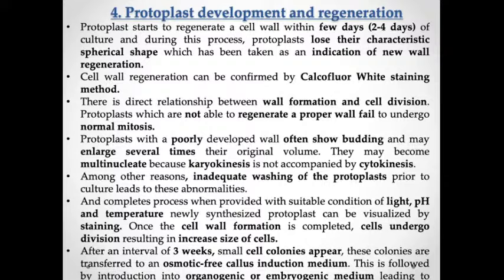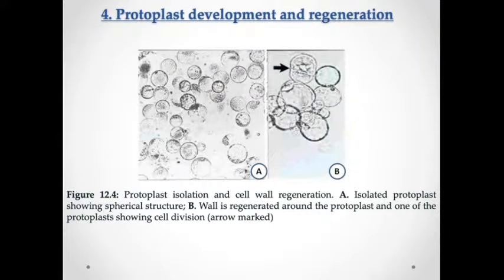So when the cell wall formation is completed, cells undergo division, resulting in increased size of cells. After an interval of 3 weeks, small cell colonies appear. These colonies are transferred to osmotic-free callus induction medium, and this is followed by introduction into organogenic or embryogenic medium.